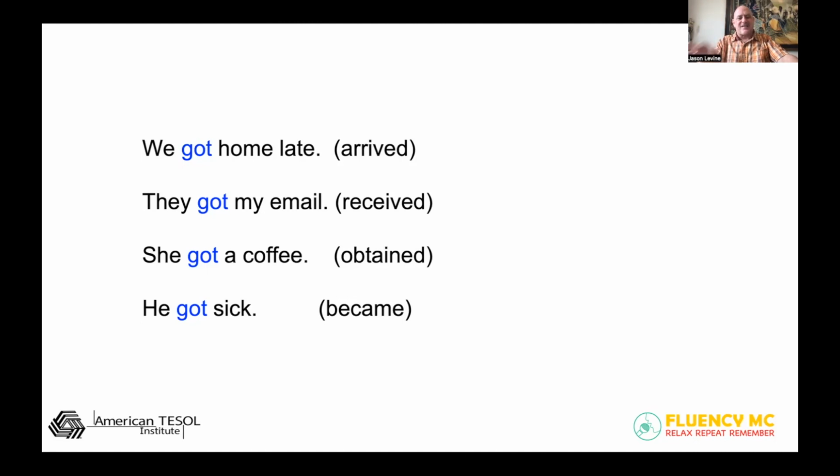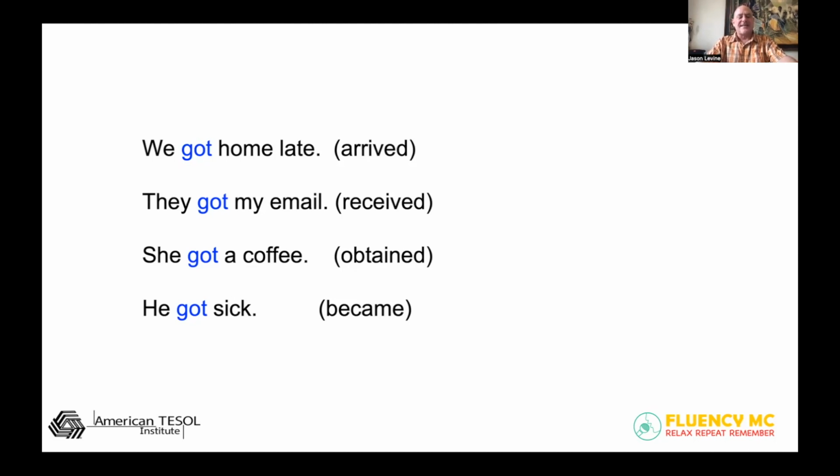But they got my email. Now, I hesitated here. Sometimes I talk about 3 different meanings with get or 4. Received, obtained is sort of similar. So if I want to make it really simple, I'd put them together. But they got my email, they didn't do anything. They received it, right? But they did obtain it, right? But she got a coffee. She didn't really receive the coffee. So some students might not like that if I said it's received. So maybe this is pretty close, obtain and receive in this way.